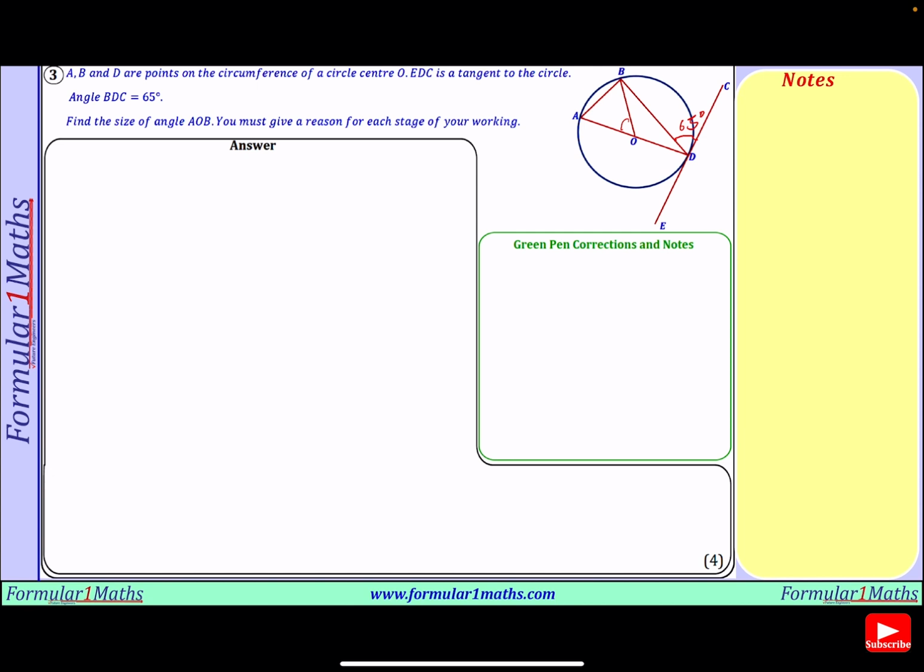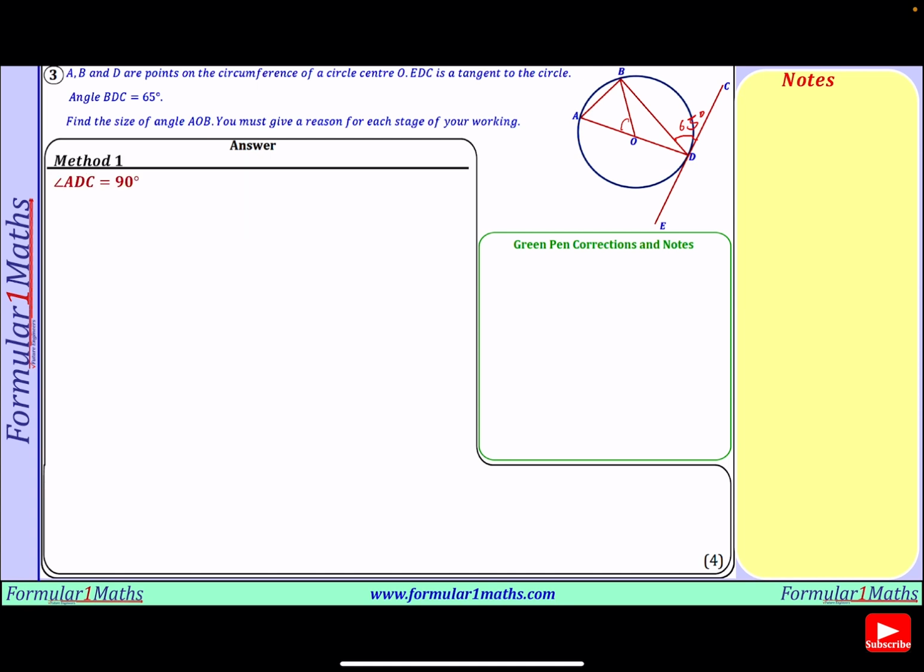There are a number of ways of finding this angle. I'm going to show you 3 ways of finding the same angle. And all these three methods are acceptable in the exam. So let's get started. Method 1.